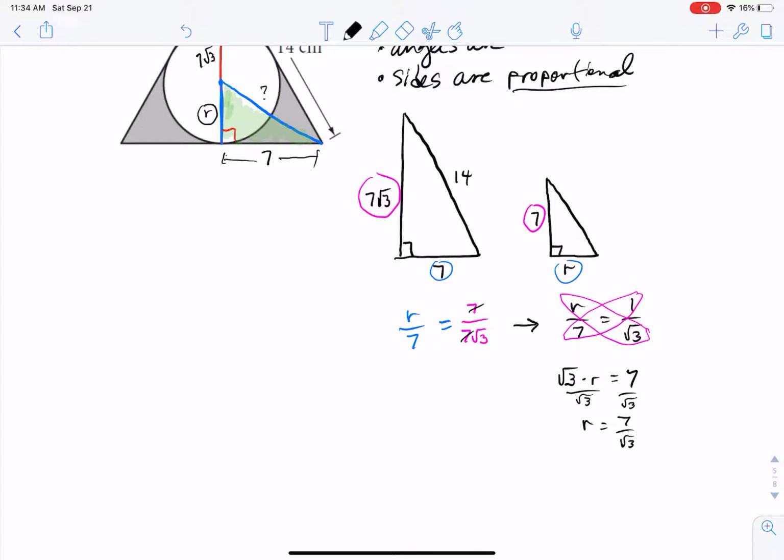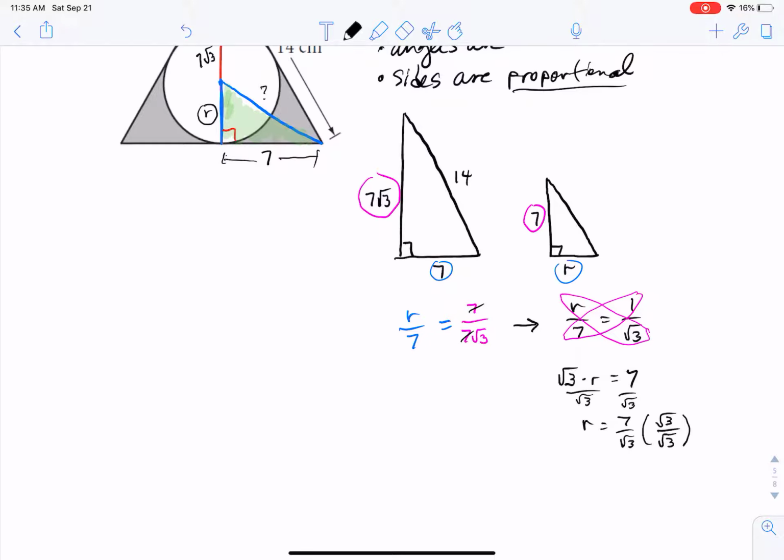In order to get rid of it, I'm going to use a technique that's called rationalizing the denominator. I can multiply this number, or any number, by 1 and not change it. So we're going to multiply this thing by what I call a fancy 1. And that fancy 1 is going to be the square root of 3 over the square root of 3. Because the square root of 3 divided by the square root of 3 is just 1. I'm not going to change its value. I'm just going to change the way it looks.